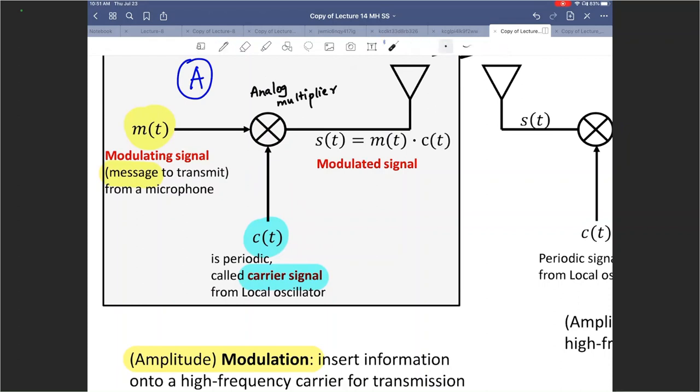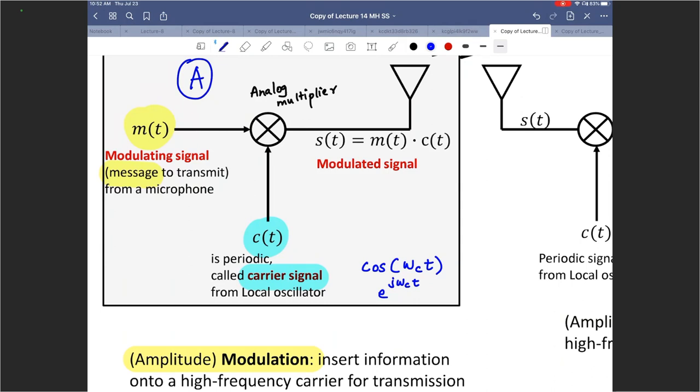In a mathematical way, it's just multiplying the two time domain signals, M of t and C of t, the message and the carrier. This carrier signal is a periodic signal and it comes from a local oscillator, which means that you can use a function generator. Given a frequency, you can generate a cosine omega naught t, for example. So you can generate cosine omega c t, c standing for carrier. Or it might be e to the j omega c t. It might be a complex exponential, or it might be a real carrier signal as cosine omega c t.